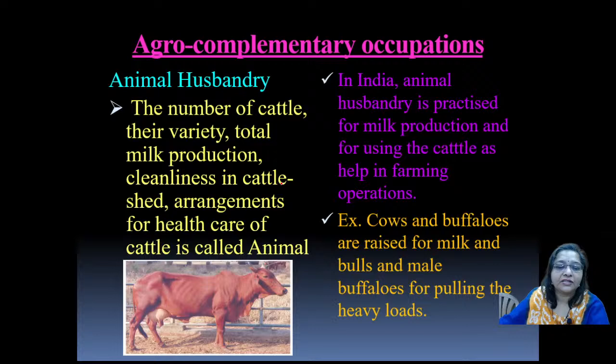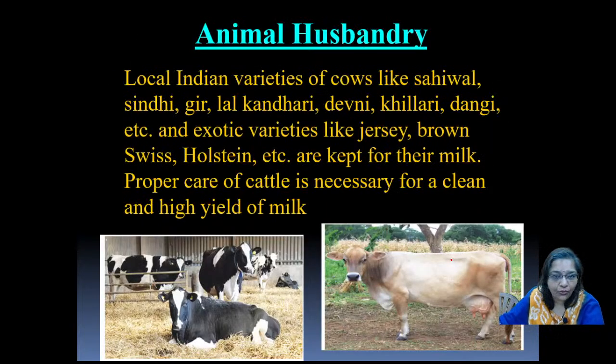The number of cattle, their variety, total milk production, cleanliness in the cattle shed, arrangements for health care of cattle, all these things together is called animal husbandry. Now, in India, animal husbandry is practiced generally for milk production and for using the cattle as help in farming operations. For example, cows and buffaloes are raised for milk, and bulls and male buffaloes for pulling heavy loads.